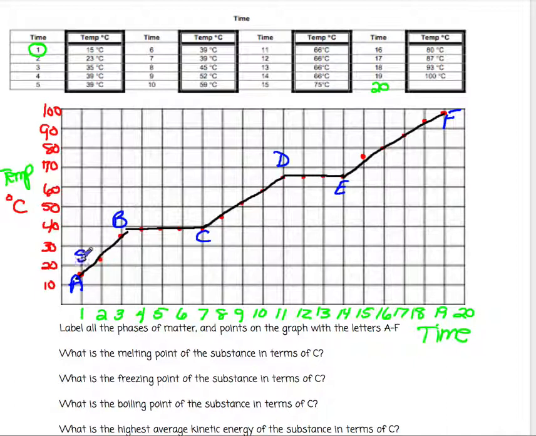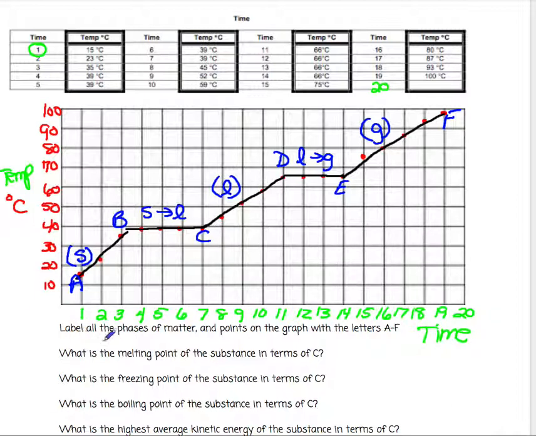So this is a solid. This is solid going to liquid. That's a phase change. There's no temperature change at a phase change. Then there's liquid. Liquid going to gas. And gas. Okay, label all the phases of matter and points on the graph with the letters A through F.